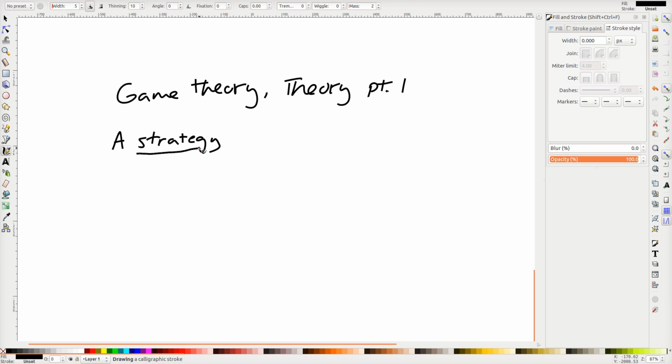So I'm underlining this word strategy. And what that means is that I'm defining this word in the sentence. This is going to be a definition of strategy.